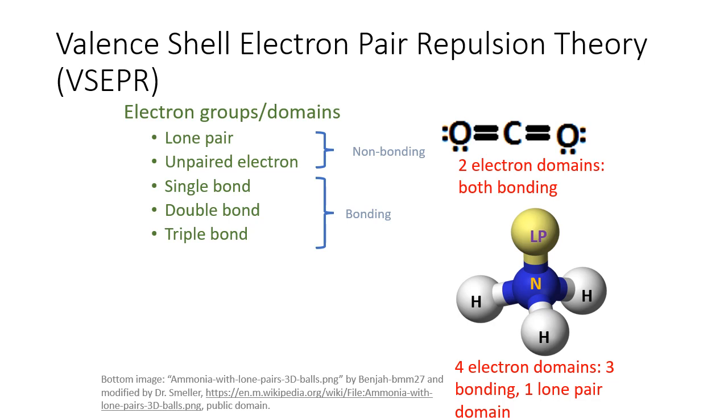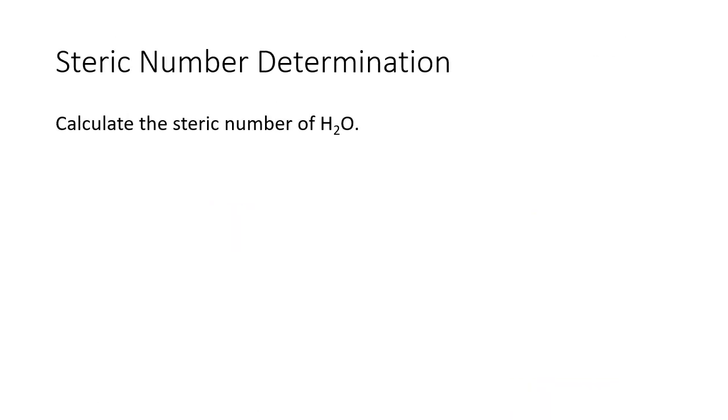One deals with the direction where the electrons are, and the other deals with the probability function of where those electrons are. We don't need to know exactly where they are. We just need to know the general direction they're in. All right, so let's practice at determining steric number on our own. Calculate the steric number of water. And I will tell you right now, you're going to want to write the Lewis dot structure and then count your electron domains. I'm going to pause for a bit to let you do that.